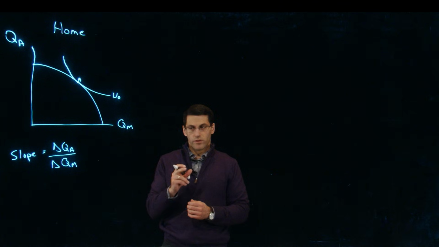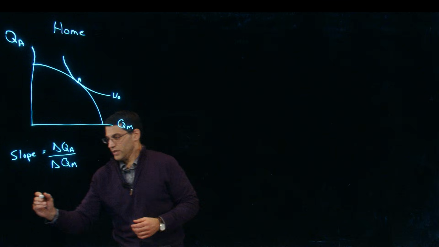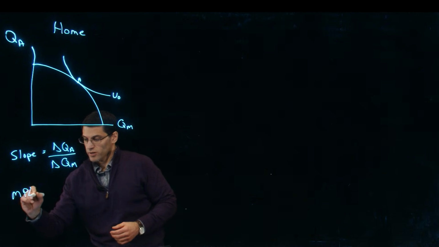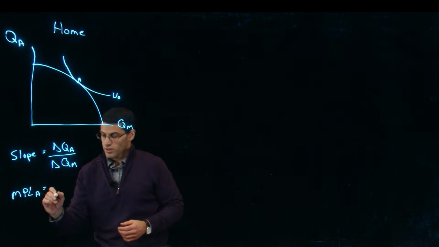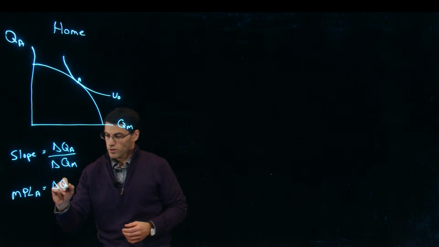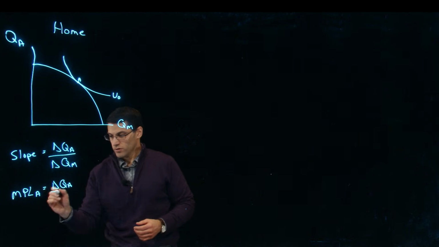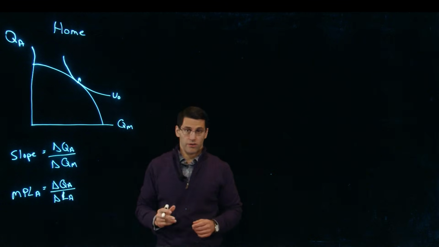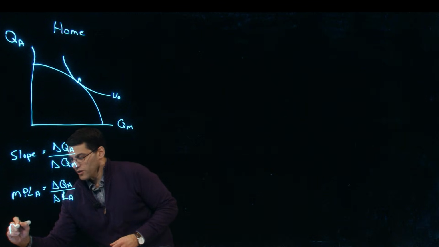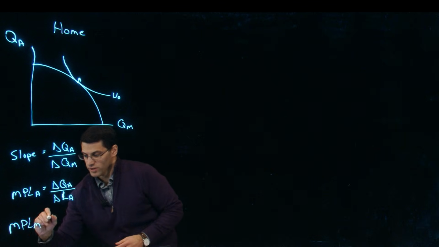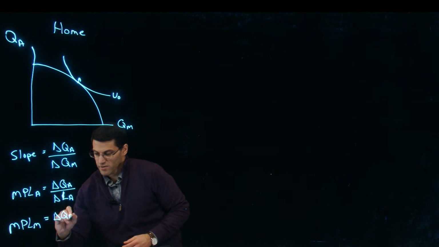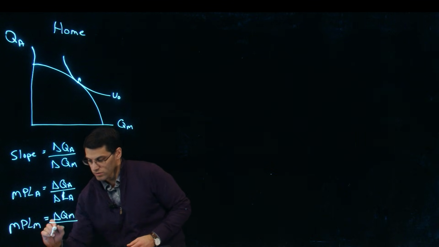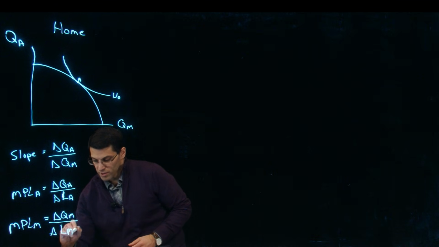And so we have to think of this, well, what is this ratio of changes? Well, what's the marginal product of labor? The marginal product of labor in agriculture is the change in the quantity of agriculture over the change in the amount of labor that's employed in agriculture. And the marginal product of labor in manufacturing is the change in the quantity of manufactured goods produced over the change in the quantity of labor employed in manufacturing.